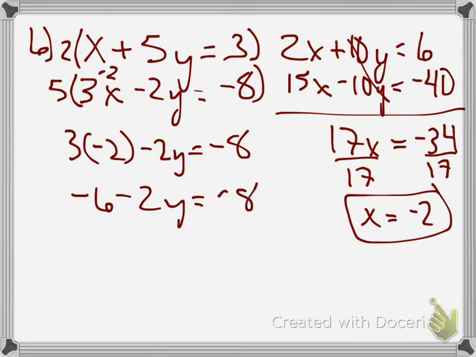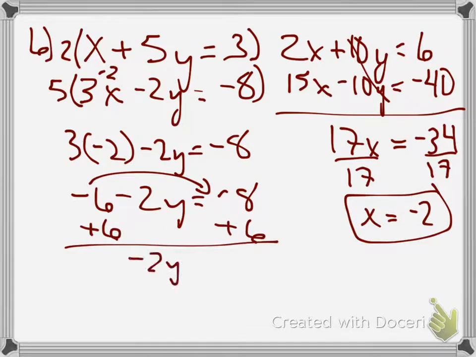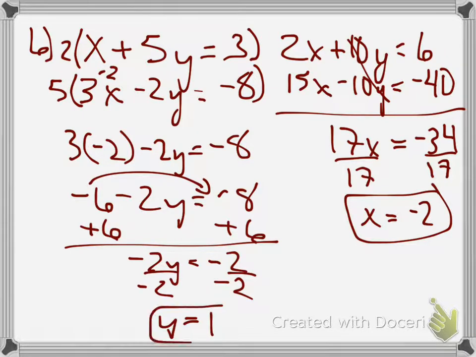So notice I multiplied. Now I'm going to move this 6 over here. It becomes positive 6 because that's the opposite of the minus. Negative 2y is equal to negative 2. Divide by negative 2, and you get y is equal to positive 1. So my answer here is negative 2 comma 1.